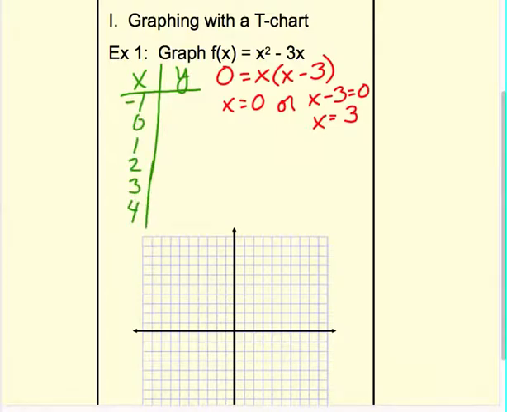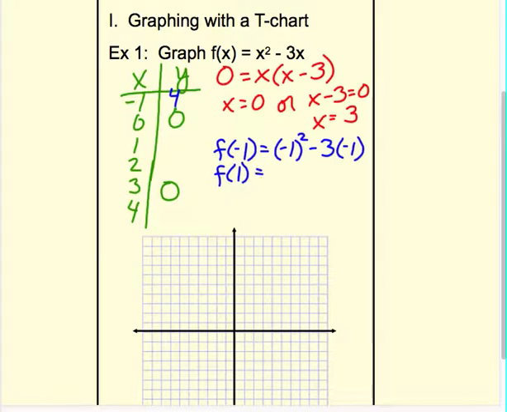And we already know that when x is 0, y is 0, and when x is 3, y is 0. So we really only have 4 values that we're going to substitute into our function to find the y value, or the f of x value for. Substituting -1, using function notation to help you remember what to do with it. So we're going to replace x with -1 every time we see it. We get 1 plus 3 is 4. Evaluating the function at 1, we get 1 squared minus 3 times 1. 1 minus 3 is -2.